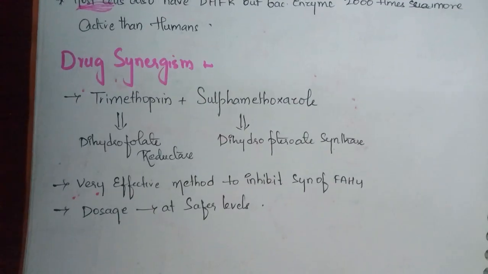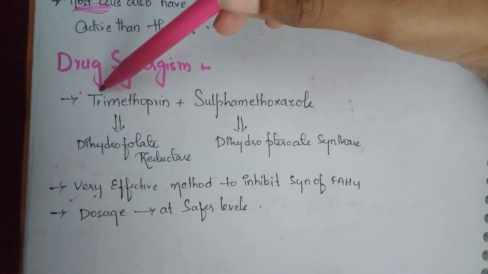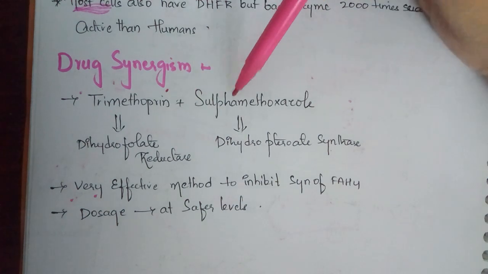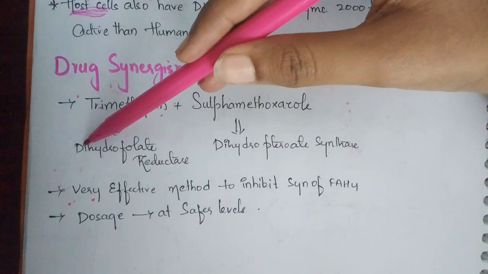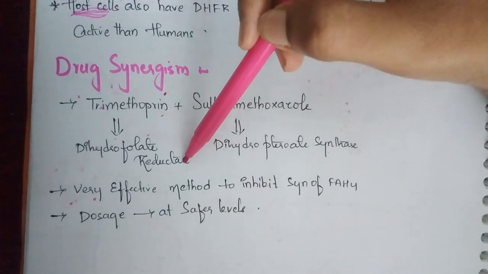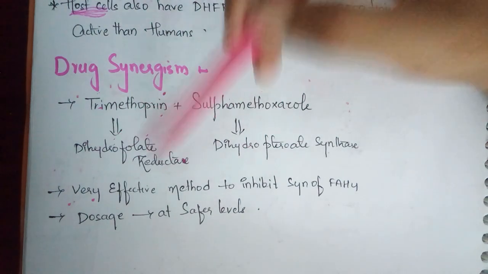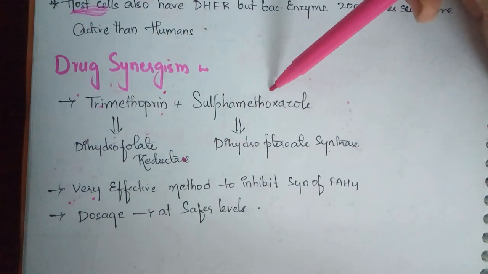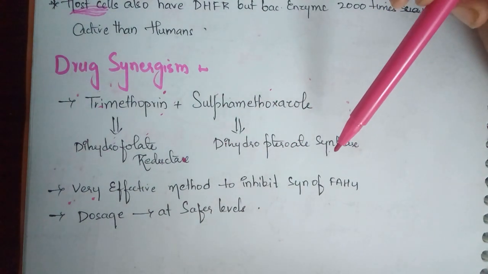Next topic is drug synergism. Drug synergism is nothing but mixing of two drugs to make it more effective for treating a disease. Example, here I am mixing trimethoprim drug and sulfamethoxazole. Trimethoprim, as discussed earlier, will act on dihydrofolate reductase enzyme, which will convert FAH2 to FAH4. It will act on this enzyme. Now, sulfamethoxazole will act on dihydropteroate synthase, which we have seen in previous video.